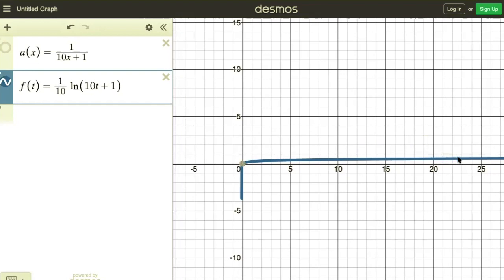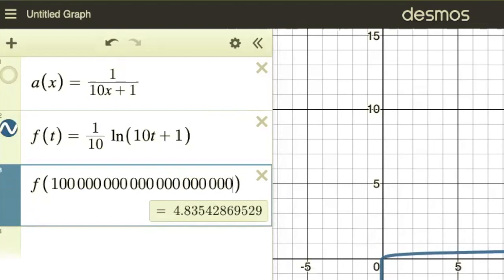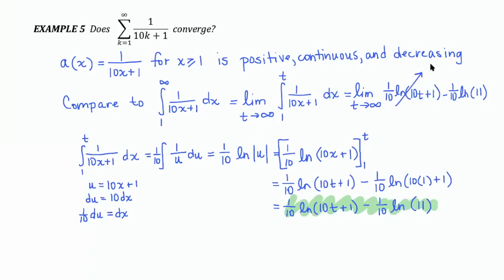If we zoom out, it gets to be difficult to tell whether this really is leveling off or continuing to increase. So what we can do is put in values for t, such as evaluating t at 100, then maybe at 1,000, 10,000, 100,000, and you can see that the outputs are continuing to climb, and it does not appear that they're reaching any particular value. The limit as t goes to infinity of this term is infinity. So we've just shown that this term is going to head towards infinity.